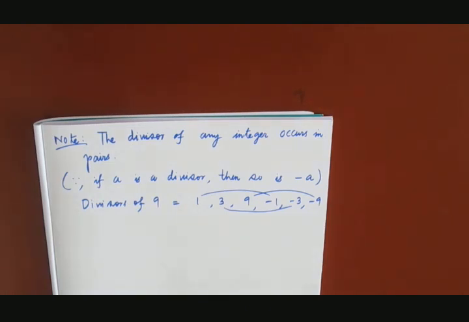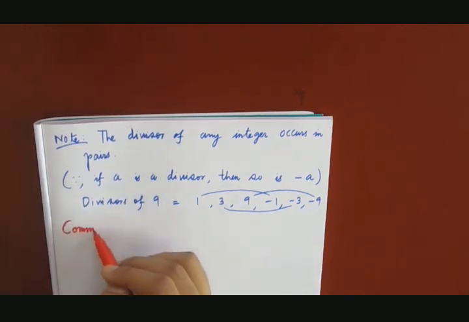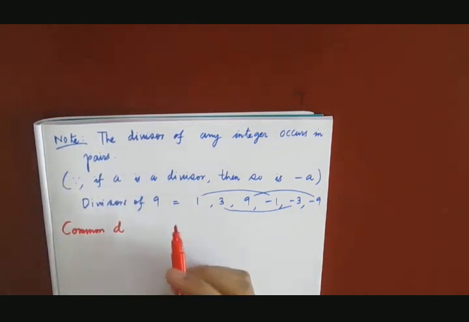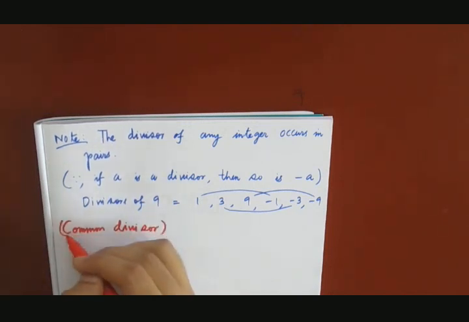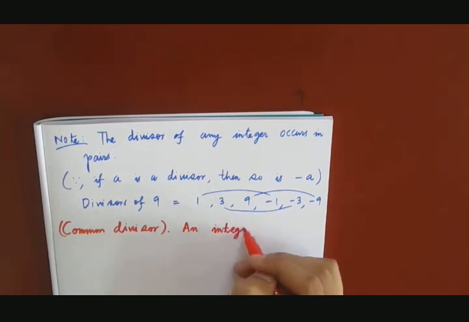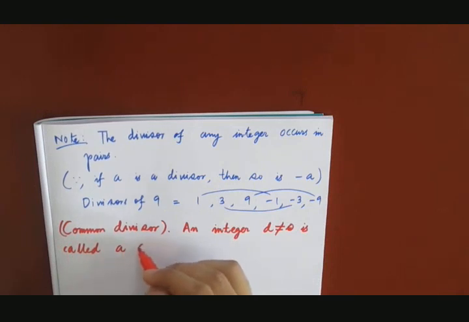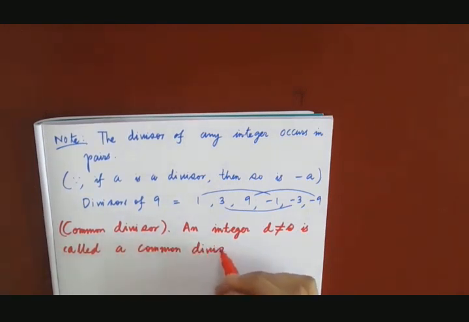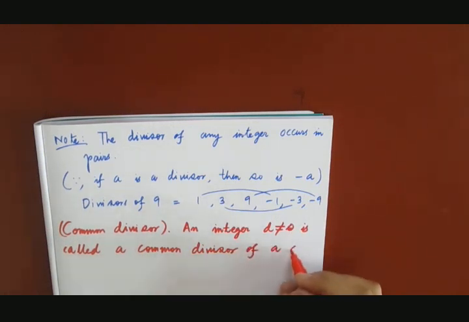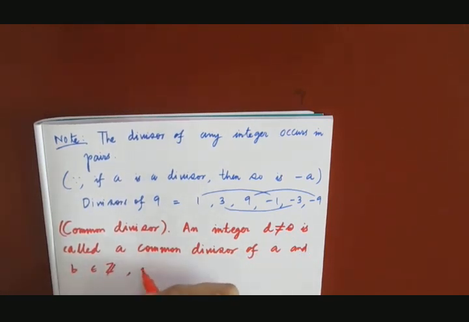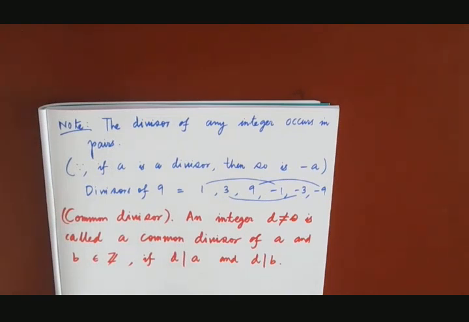Okay. Now let me give you a definition, something called a common divisor. An integer d not equal to 0 is called a common divisor of integers A and B if d divides A and d divides B. I hope the definition is very straightforward. For example, 3 is a common divisor of both 3 and 9.